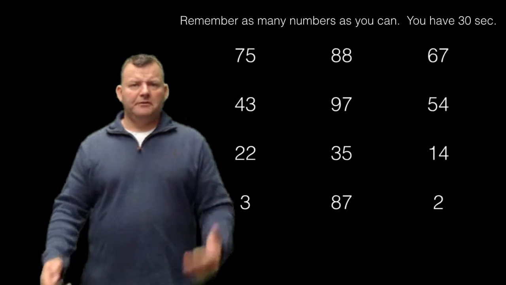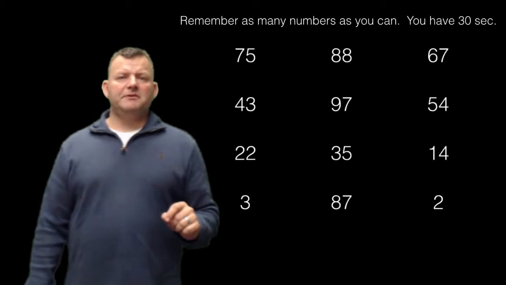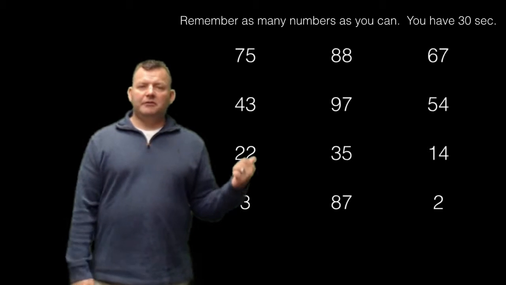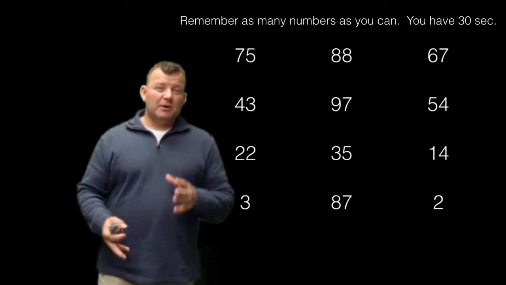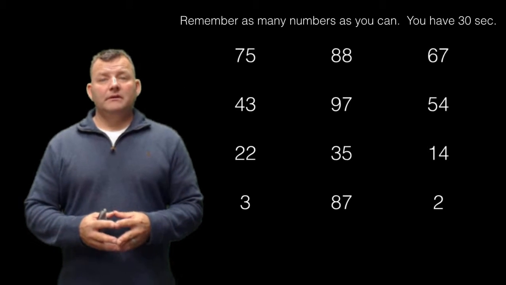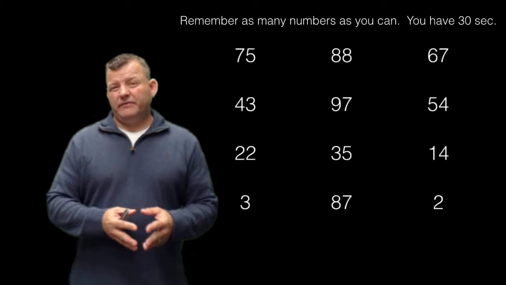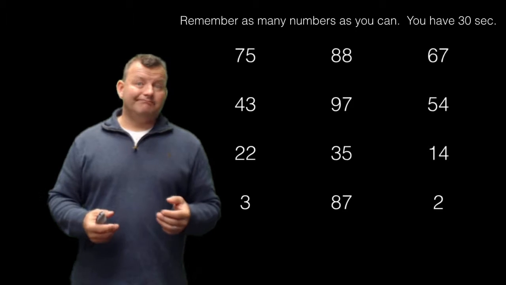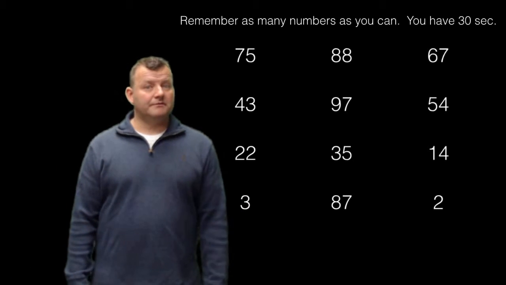Here's a quick little exercise. I won't go through this entirely, but if I gave you these 12 numbers and I said, remember as many of them as you can and you have 30 seconds, go. How many do you think you could remember? As I mentioned already, most people, it's somewhere between 7 and 9 elements that they can remember, bits of information. And again, they can only recall them for about 20 seconds or so. So you think about 7 to 9 and think about phone numbers. 7 numbers. Maybe a coincidence.